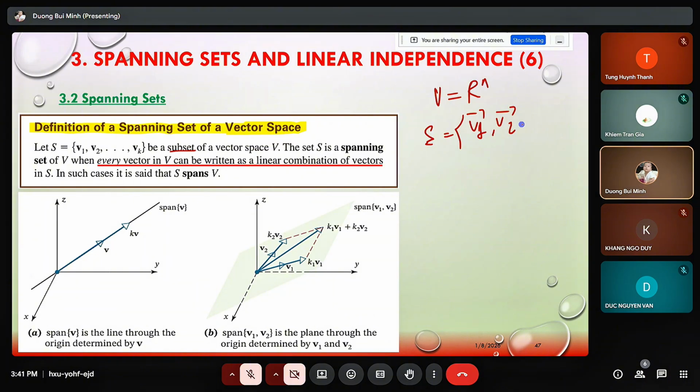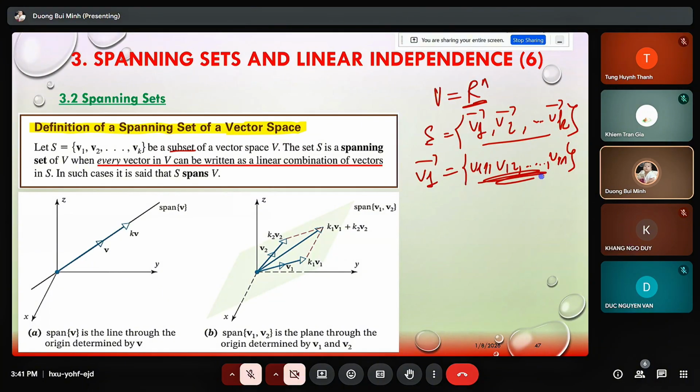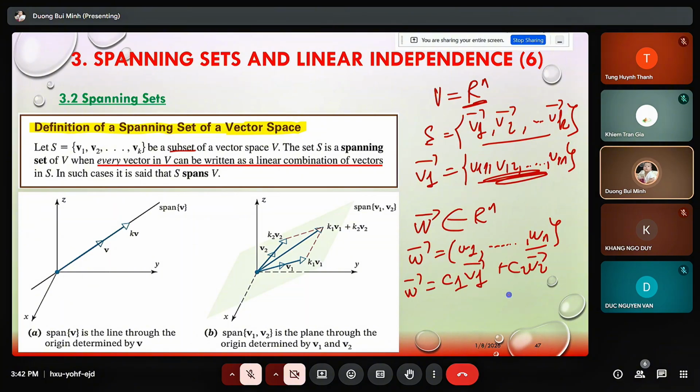Every vector V1 has elements V11, V12, and so on, because the vectors are in Rn, so every vector has n elements. Now if I pick a vector W randomly belonging to Rn, so W has elements W1 up to Wn, and I can write vector W as C1 times V1 plus C2 times V2 plus ... plus CK times VK, then we say S is a spanning set.